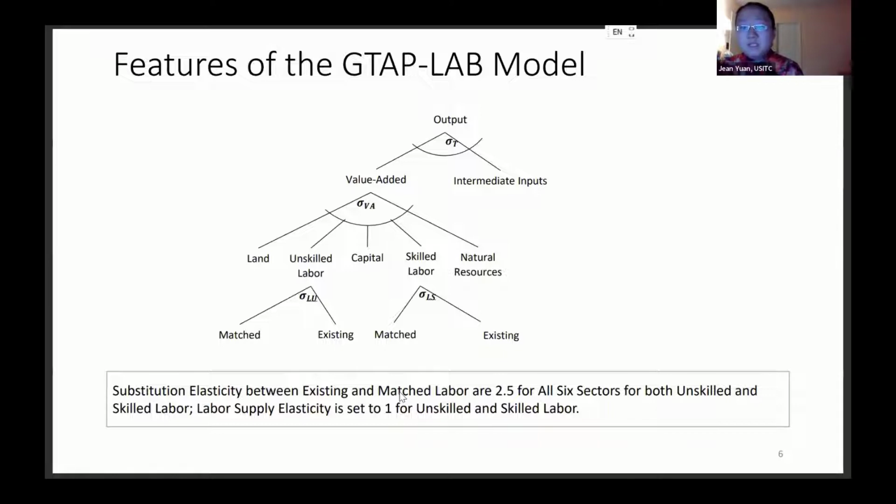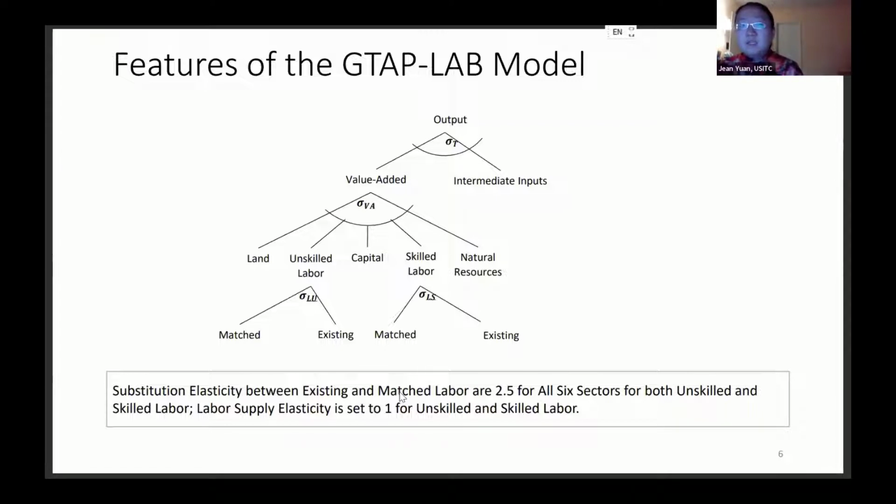But then in the GTAP lab model, we have an extra layer of production function for the unskilled labor and the skilled labor. They are both further divided down between the existing labor and the matched labor. And then the existing and the matched labor are considered to be imperfect substitutes. The economic rationale behind this is that the matched labor is considered to be less experienced compared to the existing labor.